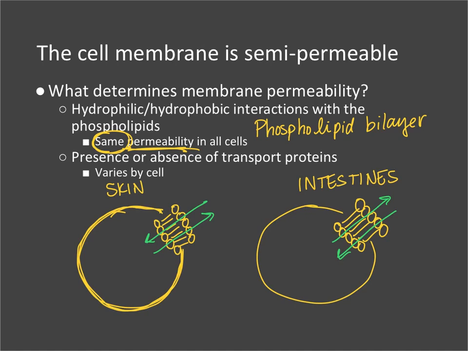Now, the difference comes into play with these transport proteins. These act as kind of like pores or doorways for specific molecules to be able to cross the cell membrane. And so these are molecules that can't cross the phospholipid bilayer on their own. But let's say, for example, that with the intestines over here, we now have a transport protein.